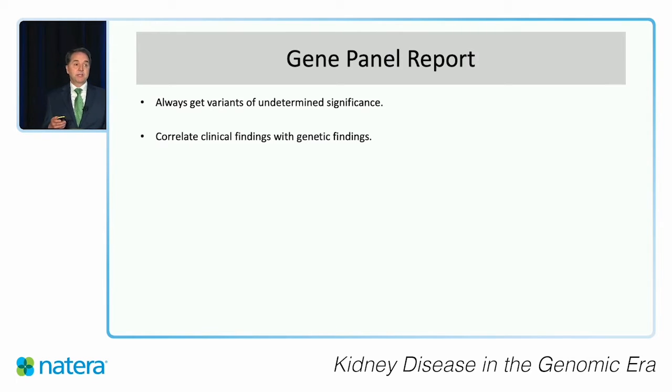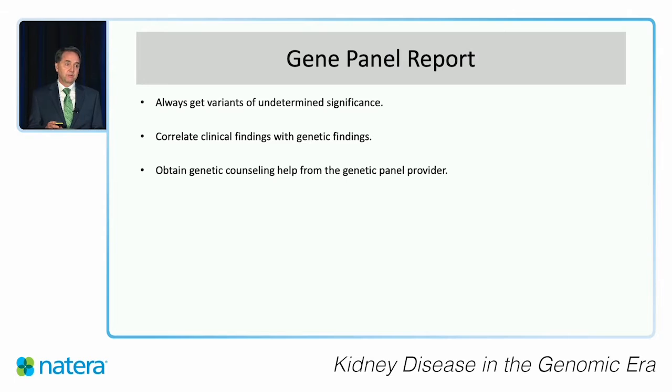We need to correlate clinical findings with genetic findings. So if I send a patient who I think has Bartter syndrome and I get a report of 2 variants in Bartter's, I think that's fairly likely that the patient will have Bartter syndrome disease. Whereas if I get a report of another gene for nephrotic syndrome, that's a variant of undetermined significance, for me that might be less likely. So we always want to correlate these things and try to learn from these genetic reports.